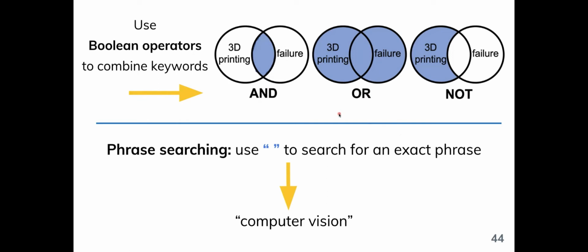You can also use phrase searching by putting phrases in quotation marks, which tells the database to search for that exact phrase. So computer vision would be a phrase for quotation marks. The word failure doesn't need quotation marks because it's not a phrase.